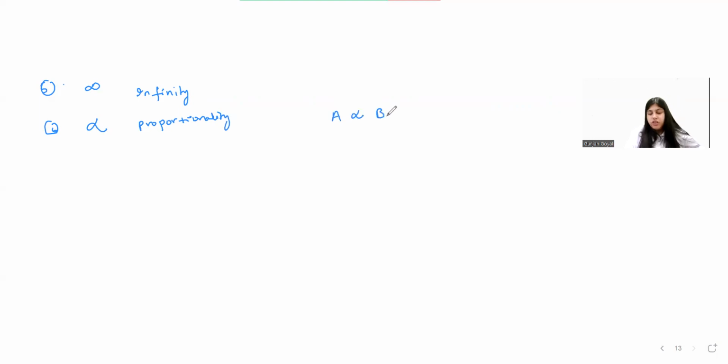Then what we have? We have infinity, obviously. You have proportionality. Proportionality means A is proportional to B, which is directly proportional. That means A is directly related to B. If A increases, B also increases.